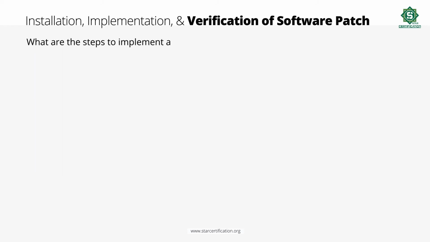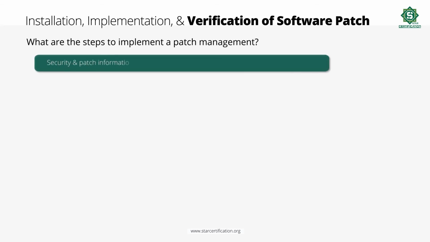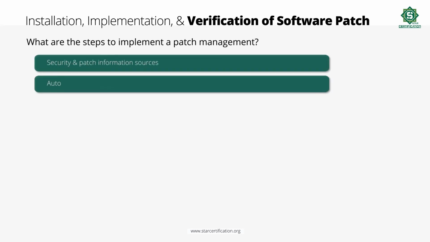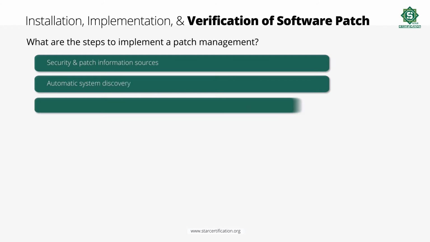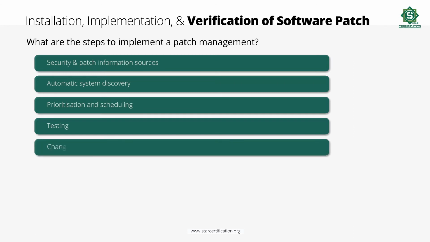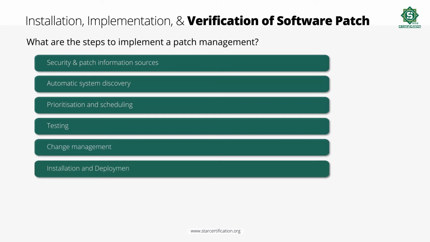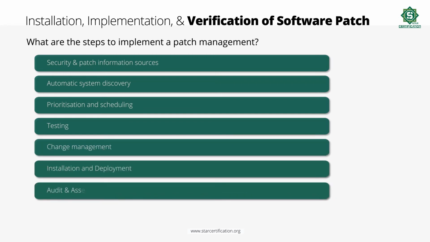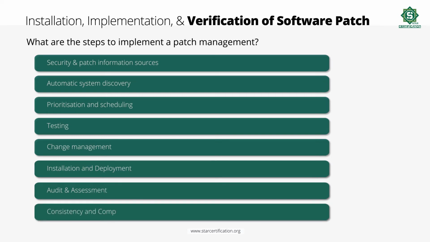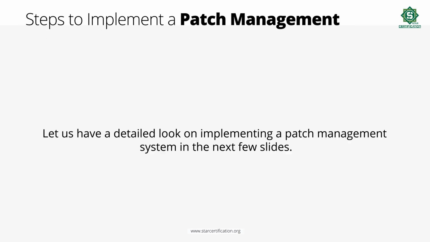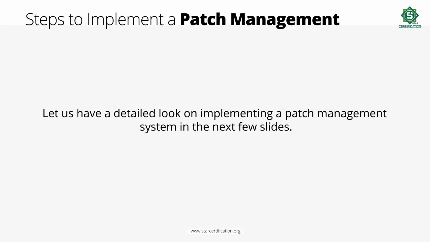What are the steps to implement patch management? Security and patch information sources, automatic system discovery, prioritization and scheduling, testing, change management, installation and deployment, audit and assessment, consistency and compliance. Let us have a detailed look at implementing a patch management system in the next few slides.